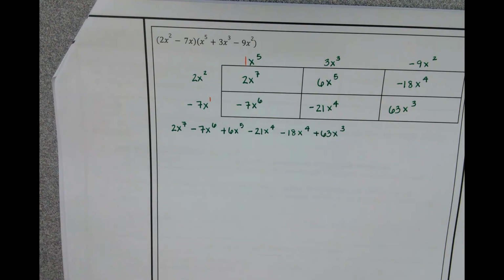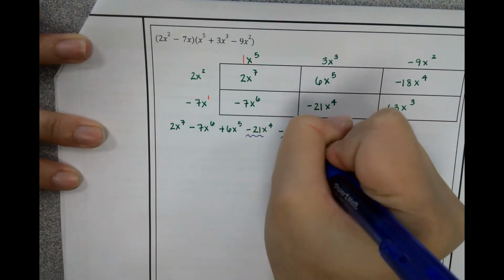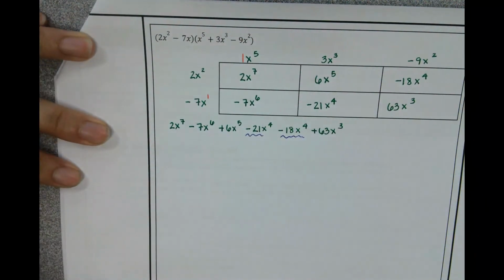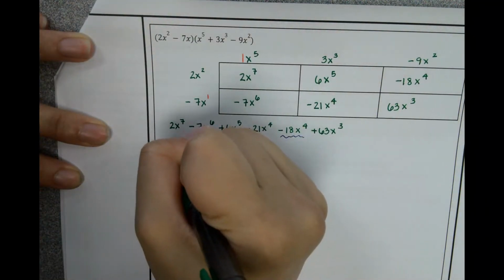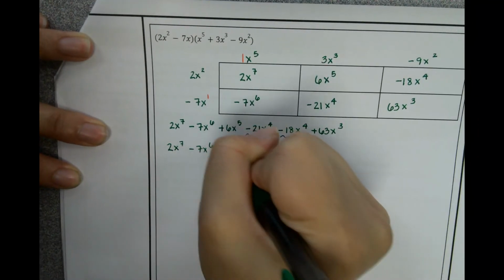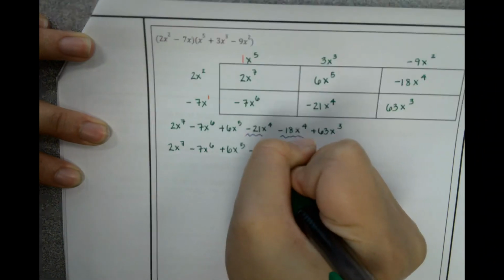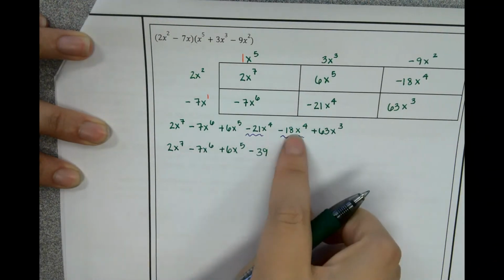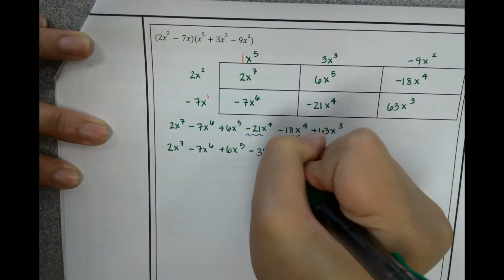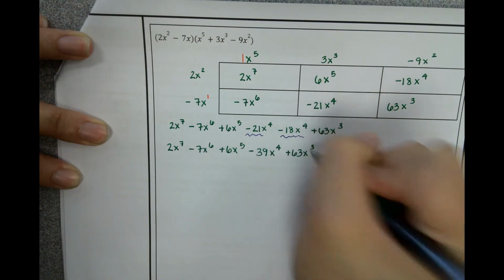Now all I have to do is combine my like terms here. Everything else stays the same. So 2x to the 7th minus 7x to the 6th plus 6x to the 5th. This is minus 39, right? Negative 21 minus 18 is negative 39x to the 4th plus 63x to the 3rd.